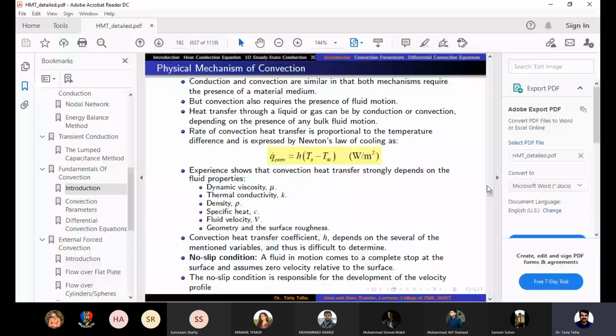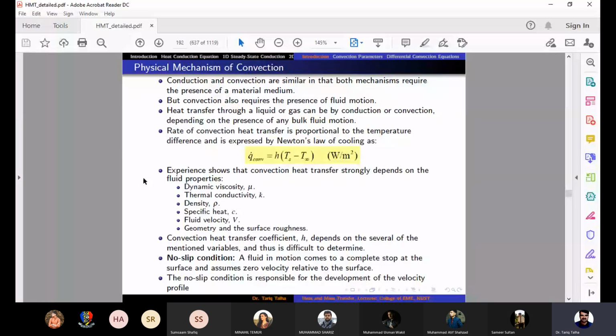So let me recap what we discussed in the last class. In the last class, we started convection. Up till now, we discussed only conduction. Now this is chapter number 6 of Sanchez book. So we know that if we want to calculate the convection heat transfer, we have this formula shown on this lecture slide, which is Newton's law of cooling. The convection flux is equal to H into Ts minus T infinity.